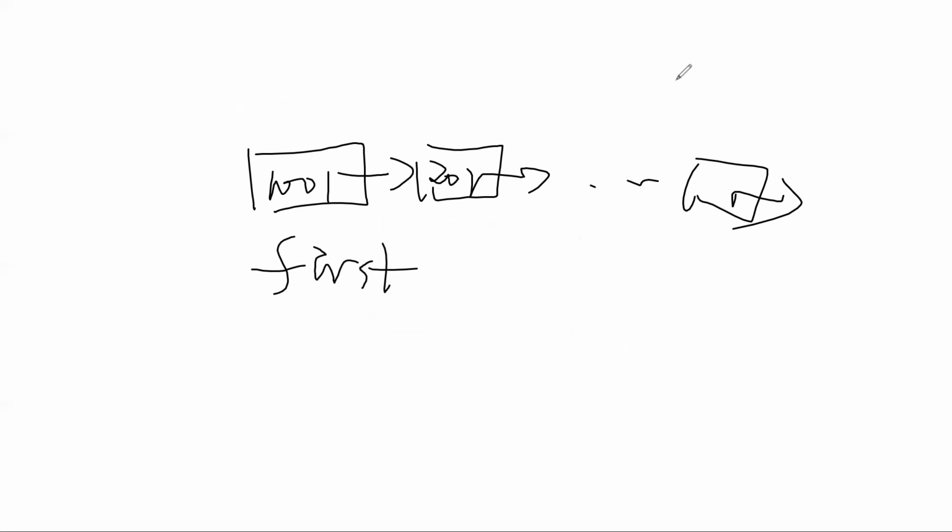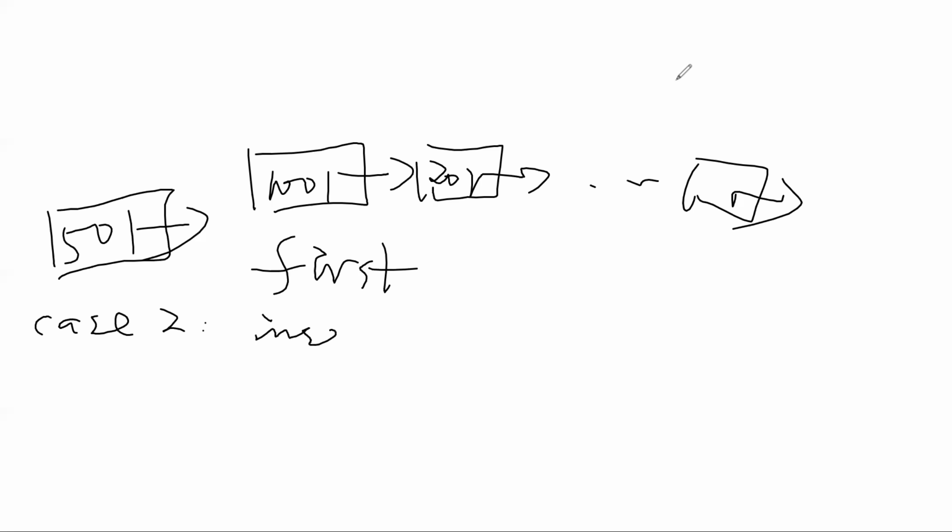And case two is, suppose you already have a linked list. It's already here, 100, 200, and the first is here. And you say, oh, I want to have 50 added, and I want 50 added at the very beginning. So how do I do these cases? So this is the second case. So case two is insert at the beginning.